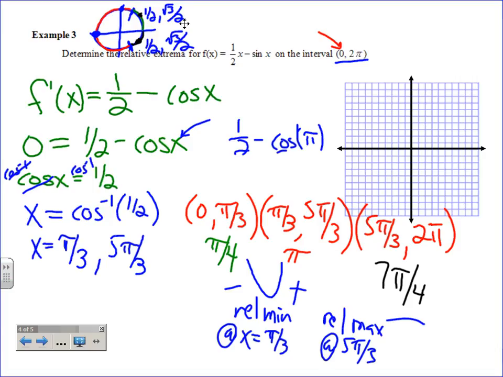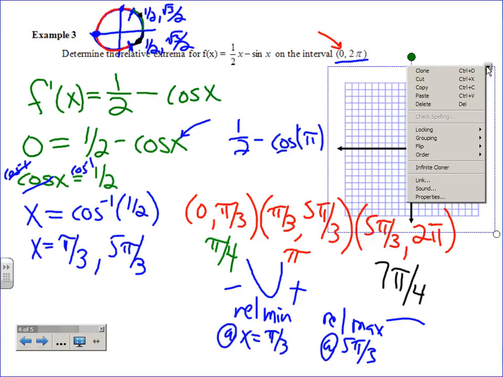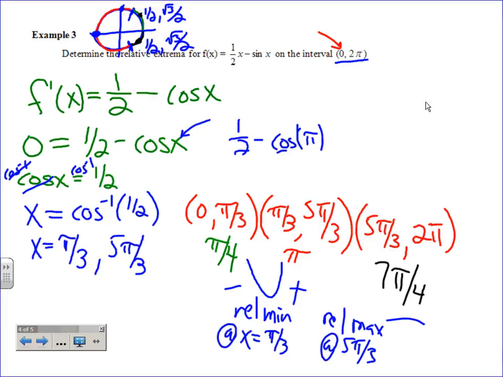And if you want to know, well, once again, I'm not going to use this, so I don't know why it's there. It looks nice, I guess. 2 pi is right here. I'm going to give you a little sketch here. So based on that graph, so if I were to give you that graph, what would you now like to tell me about pi over 3 and 5 pi over 3?